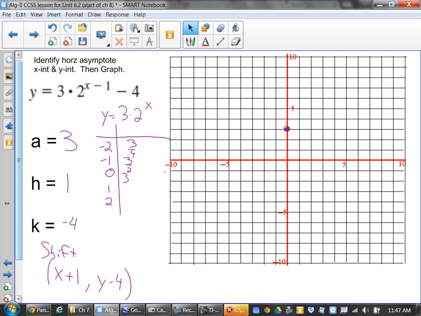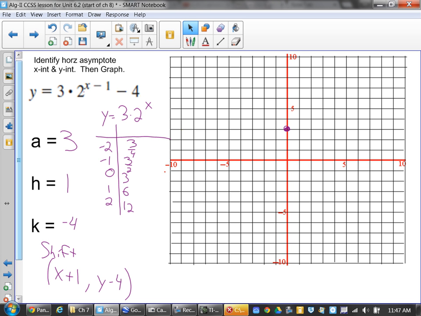We already identified when it's at 0, it's 3. When 2 to the first power is how much? 2. And then you multiply that by 3, you get 6. And then your last one is 12. We did it out loud. 2 to the negative 2 is 1/4.